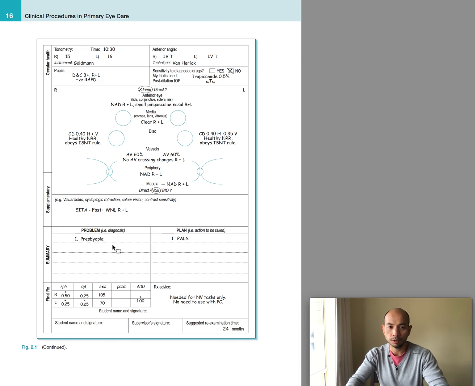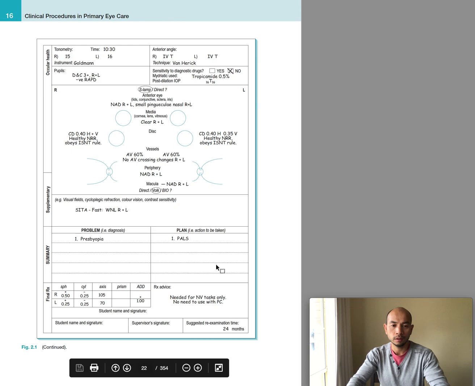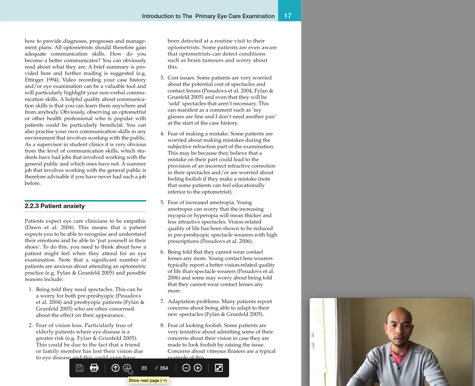So this patient has presbyopia, and the plan is to get multifocal PLs. And this is the final Rx. Rx advice needed for near vision tasks only, no need to use with PC. Okay.